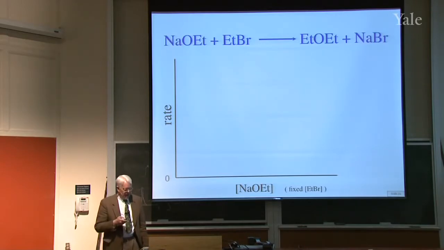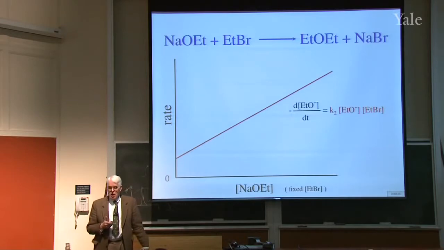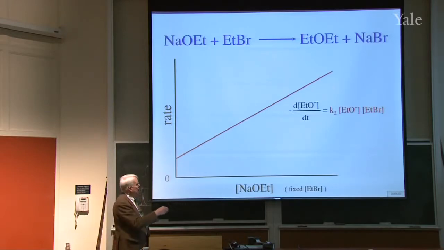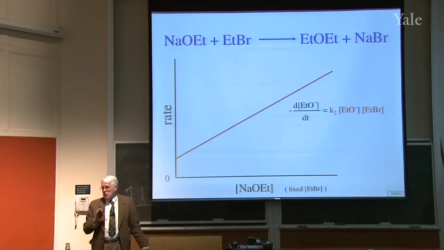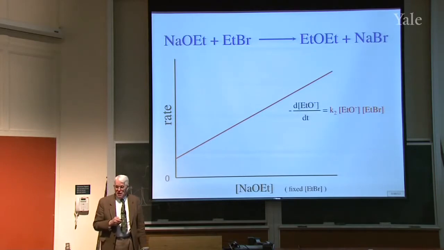So you plot the rate as a function of ethoxide, and you get a line that looks like that. So it's a second order rate law. It's proportional to how much ethyl bromide you have, and it's proportional to how much ethoxide you have. So both of those things must be in the rate determining transition state, both the ethoxide and the ethyl bromide. Now, there's something funny about this plot. Do you see what it is?